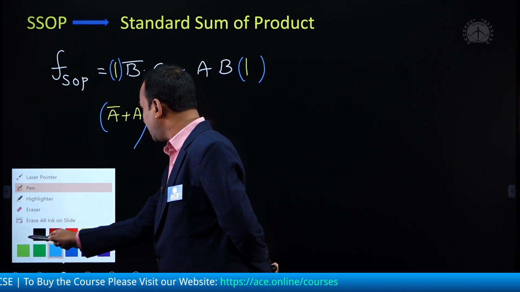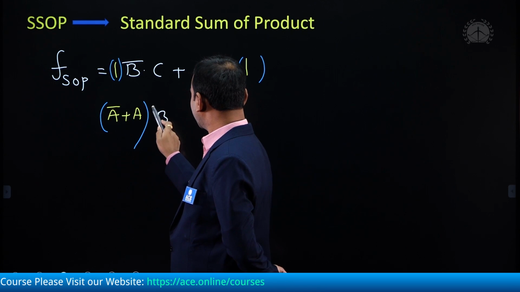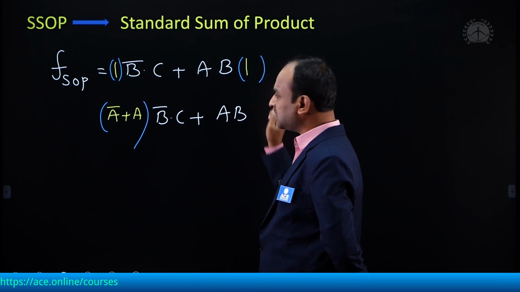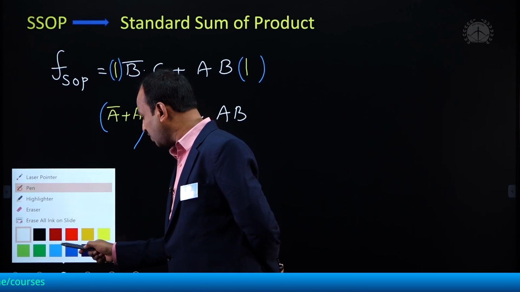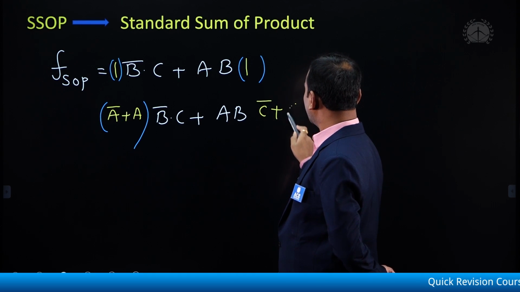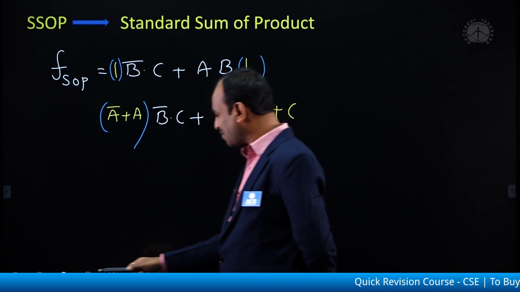Again, the same, written with white color: B bar C, now plus AB. Here, 1 is there, right? In the place of 1, what do we need to write? C is missing, so C plus C complement. The variable plus its complement remains the same.